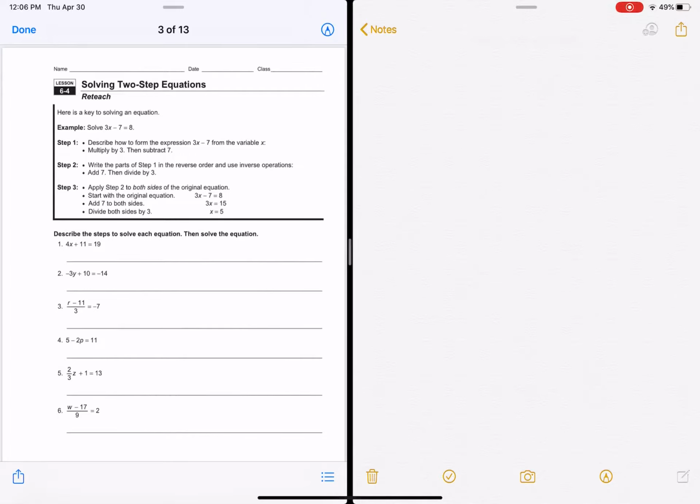So what we're going to do is I'm going to do all the work on the right hand of my screen, and then just fill in the answers on the actual workbook page. So what this reteach worksheet wants us to do is to describe the steps to solve each equation, and then we're going to actually solve it. So for number 1, we have 4x plus 11 equals 19.